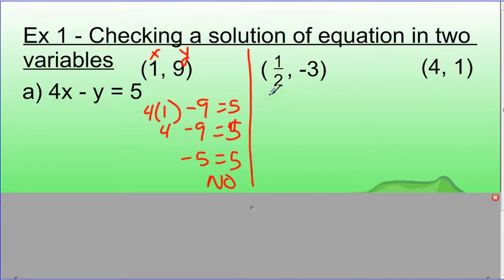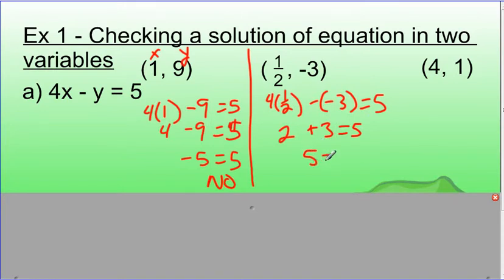Okay, second one. 4, and we plug in 1/2 for the x, minus negative 3 for the y. Now notice how I have 2 negatives here. I have the negative from this minus sign here, and this negative 3 is here. You do need them both. When you do this math, 4 times 1/2, well, half of 4 is 2. And if you remember from integers, when you have a minus a negative, you can change that to plus a positive. So this really means 2 plus 3. And 2 plus 3 is 5. So this one is a solution.